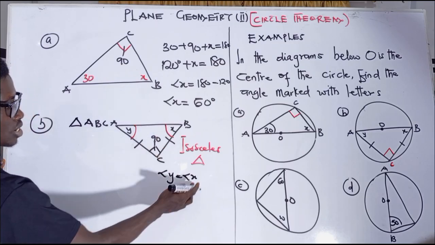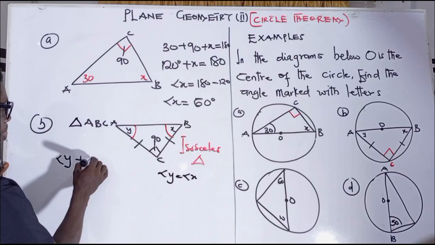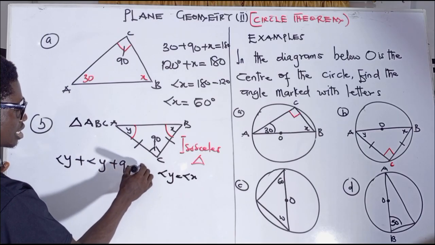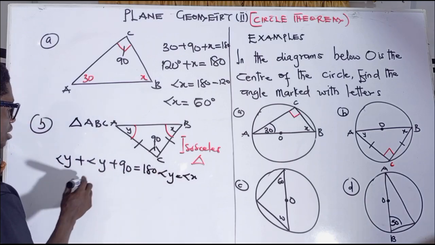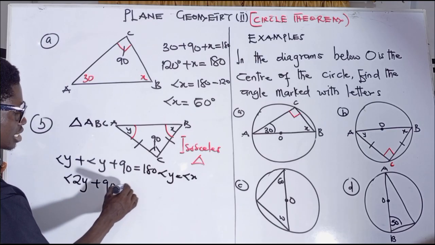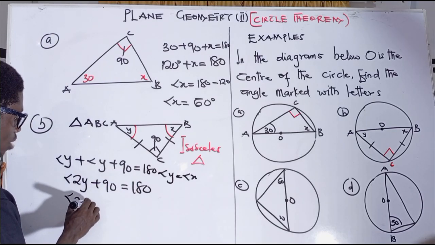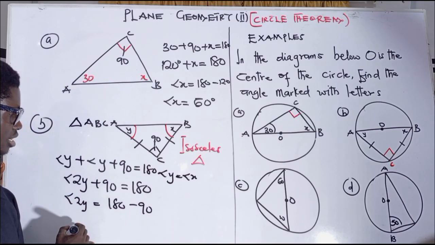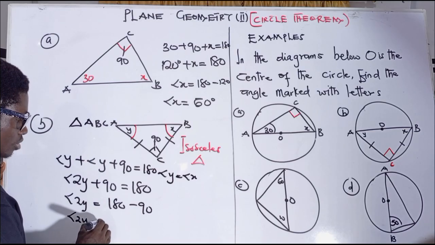So we are going to have, since angle y is equal to angle x, this angle is the same as this angle, we can say that angle y plus angle y plus 90 degrees is equal to 180 degrees. So from here we are going to get 2y plus 90 degrees is equal to 180 degrees. We have angle 2y is equal to 180 minus 90. So from here we have angle 2y is equal to what?